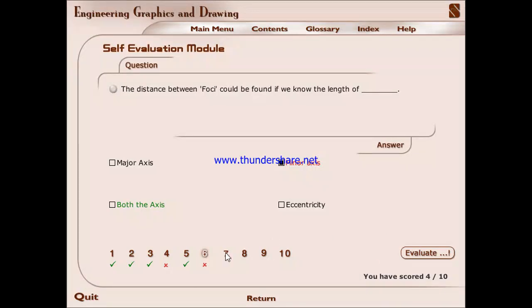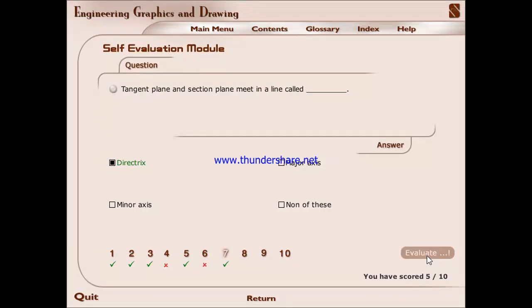Now next, seventh one. The tangent plane and section plane meet in a line called: directrix, major axis, minor axis, none of the above. That is directrix. Because the tangent plane and section plane meet in the line called directrix.